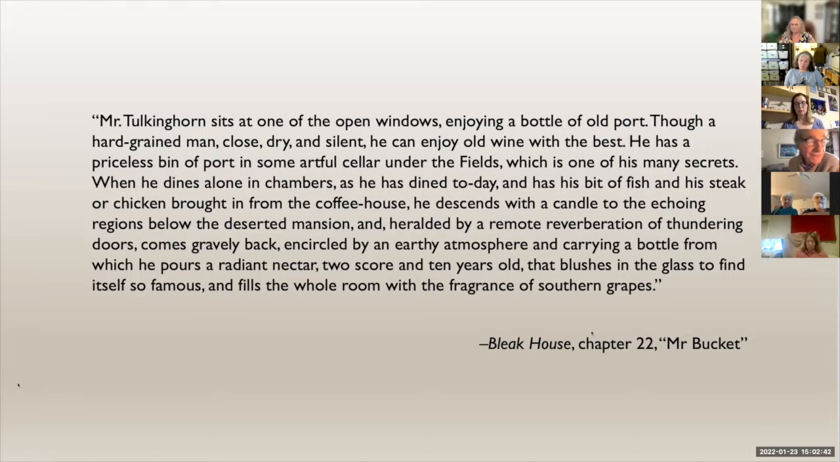And I think that Tulkinghorn is the lord of the underworld who likes to torture women. He's a sadist. He's someone who enjoys torturing Lady Dedlock. He doesn't want her to change anything. He doesn't want to upset the aristocratic order from which he is benefiting greatly, because he's a privileged figure.